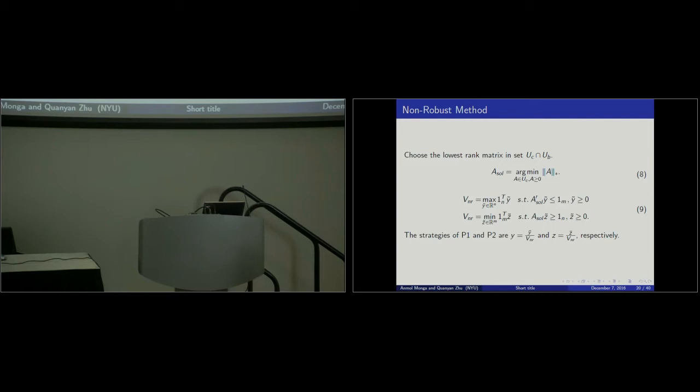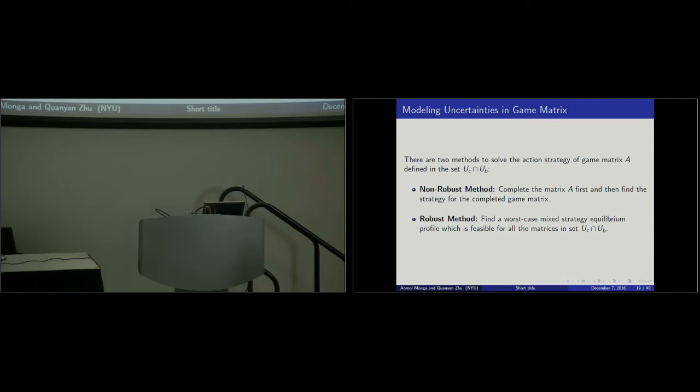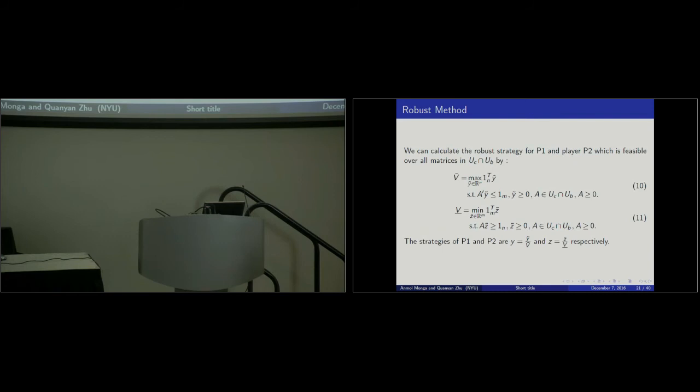But what is more exciting to us is the robust approach. Let's say these are all the possible matrices that you can have. Now, among all these matrices, what is the worst possible outcome in terms of the mixed strategy equilibrium? That brings us to the following problem. In other words, we are going back to linear programming. So you are going to solve this linear programming, but now this A is going to be constrained by these two sets. Having said that, how can we go around and solve this problem?